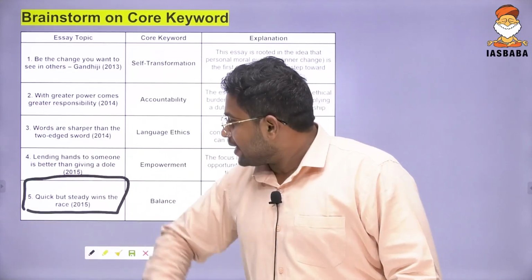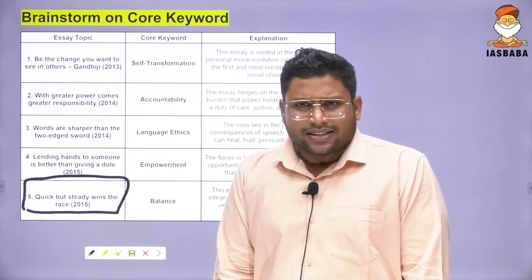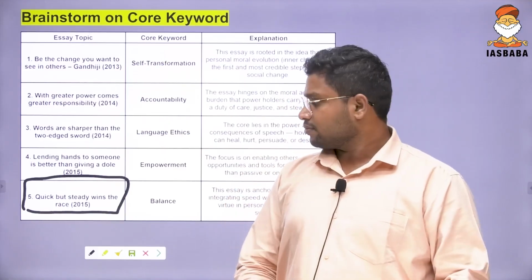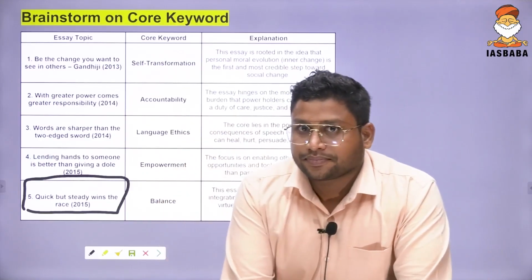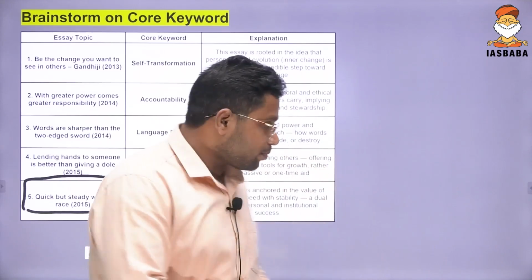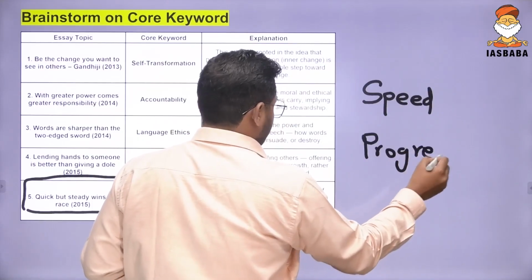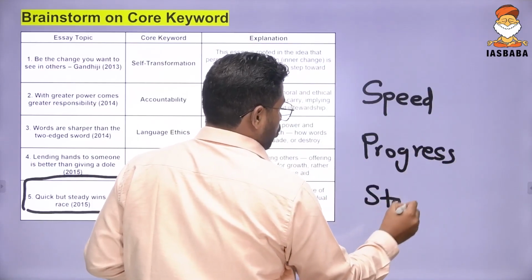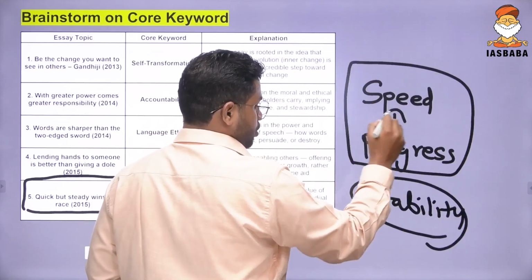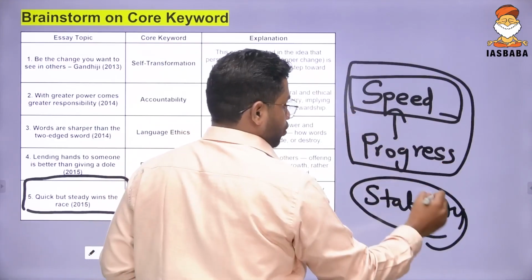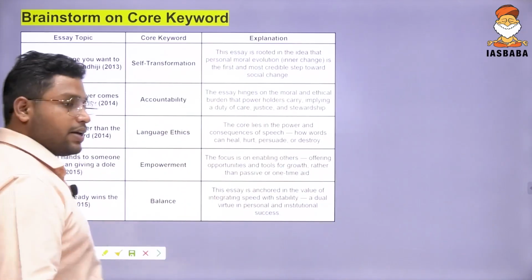This one: quick but steady wins the race. Yes, are you getting the meaning? Quick but steady wins the race. It's quite easy. Quick, we understand what we mean by quick. We understand steady, right? So it's actually about two parameters, the speed part and the progress part, in which there is some role of stability. In your progress you're just focusing on speed. No, you can focus on this dimension also. When both are there, then what you get is quick but steady wins the race.